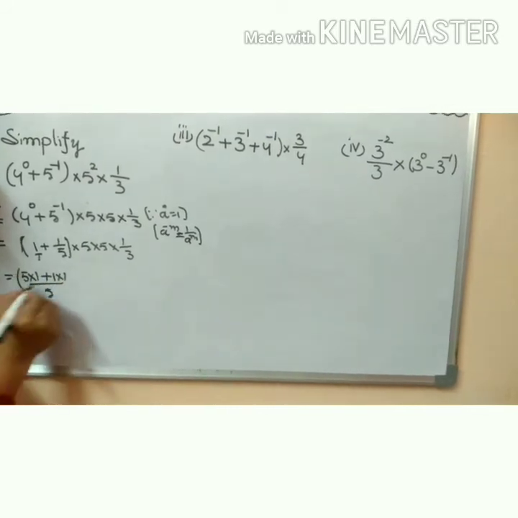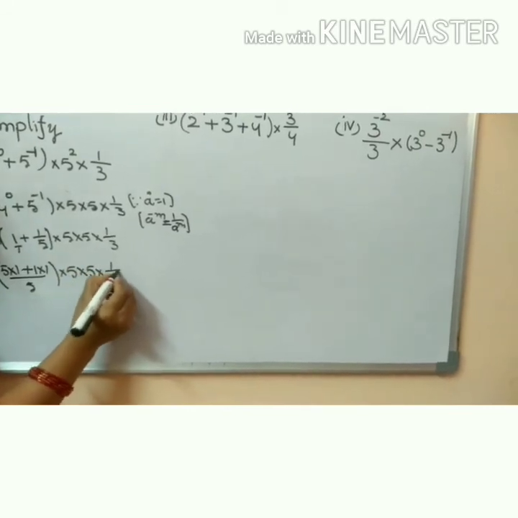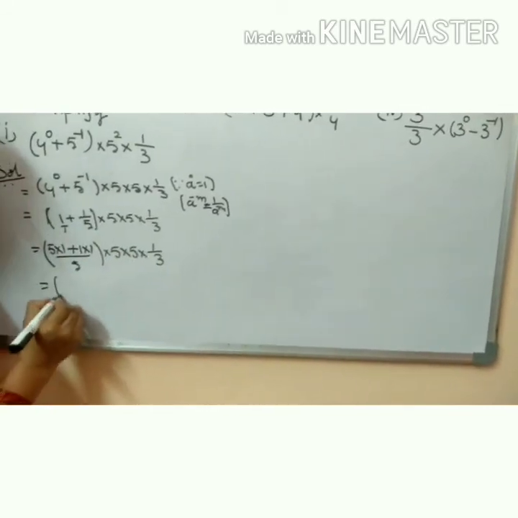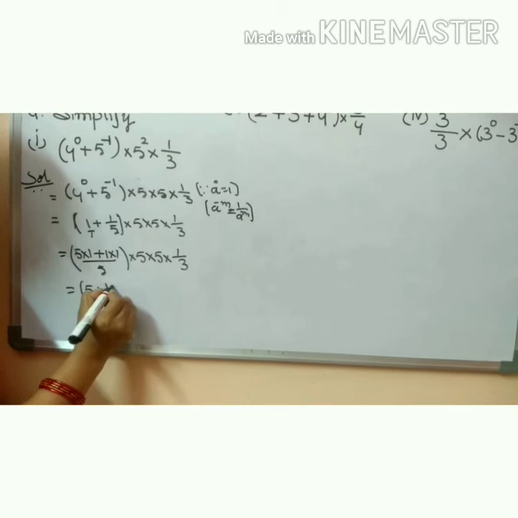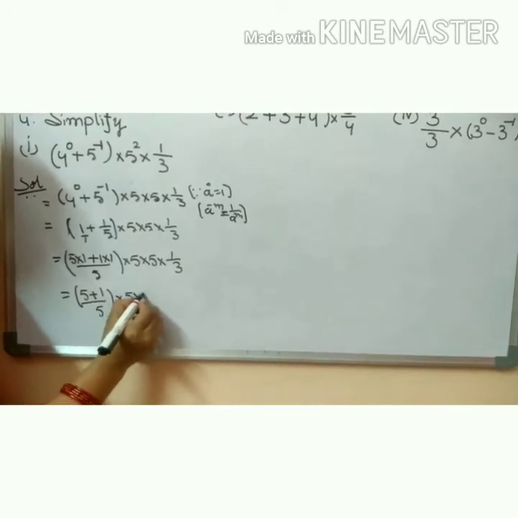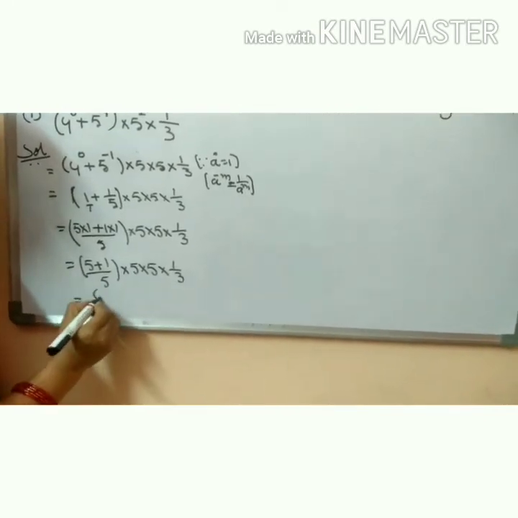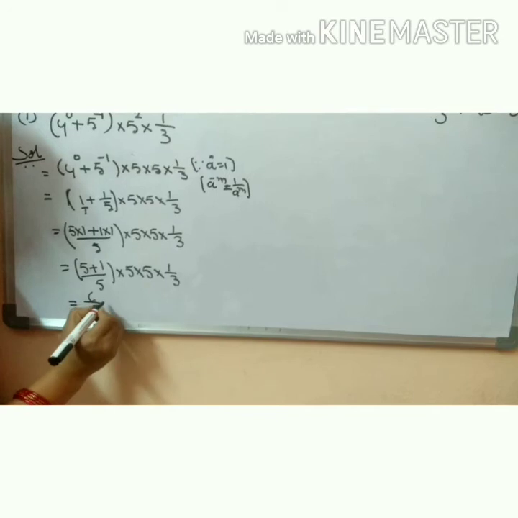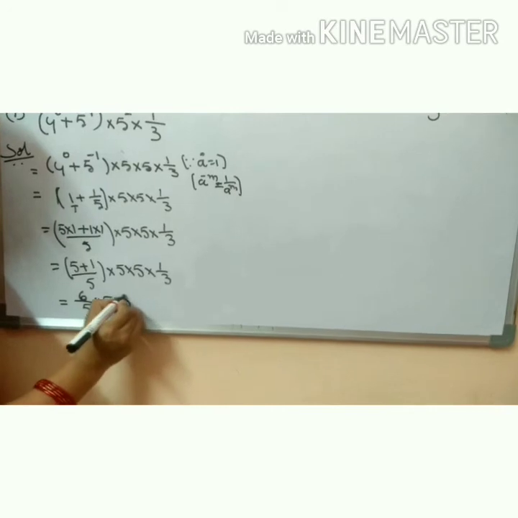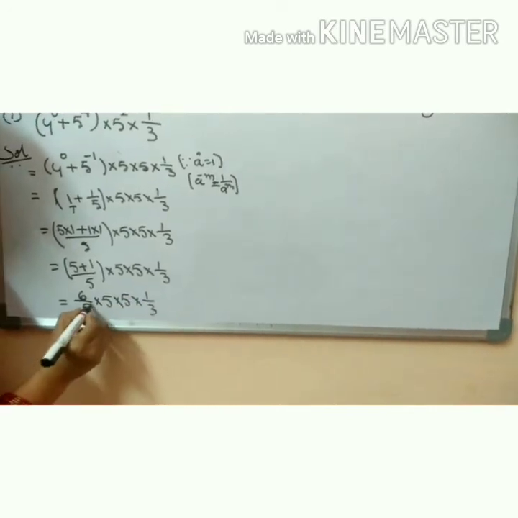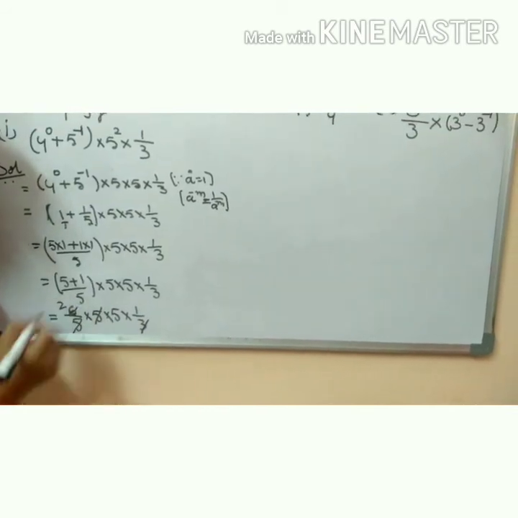1 into 1 into 5 into 5 into 1 by 3. So here 5 ones are 5 plus 1 ones are 1 by 5 into 5 into 5 into 1 by 3. So write here 5 plus 1, 6 by 5. 6 by 5 into 5 into 5 into 1 by 3. Here write 5, 1 times possible. So here 3 is 2 times possible.